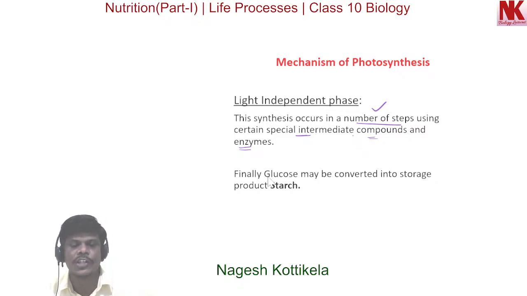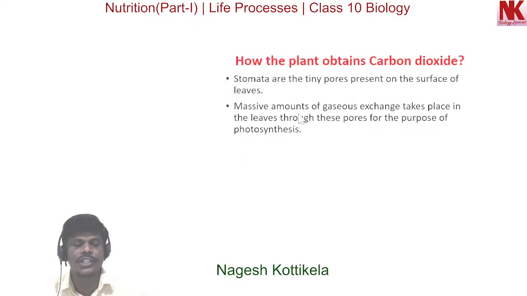And here finally glucose may be converted into a storage product, that is starch. I already discussed this point. Okay, so in plants, carbohydrates are synthesized in the form of glucose, but they are stored in the form of starch.